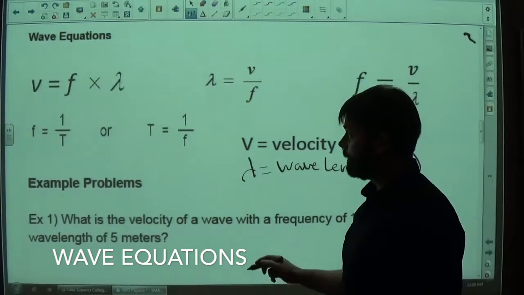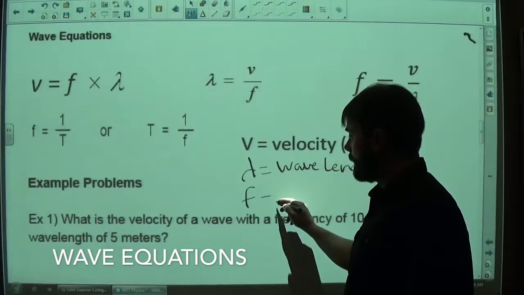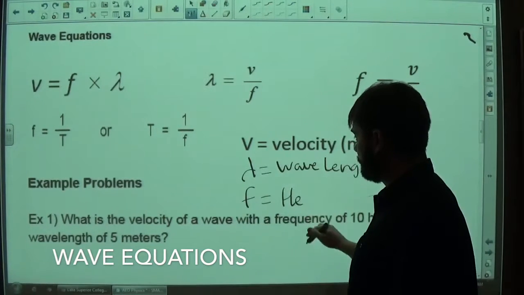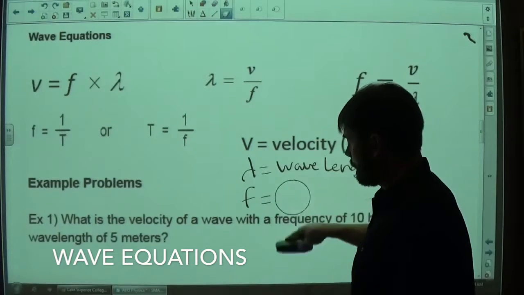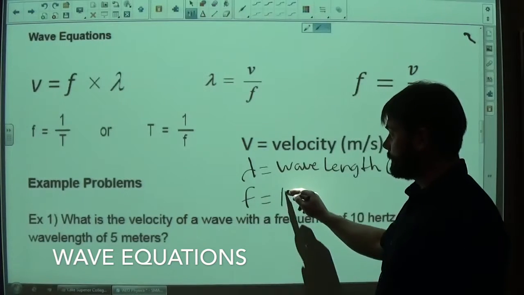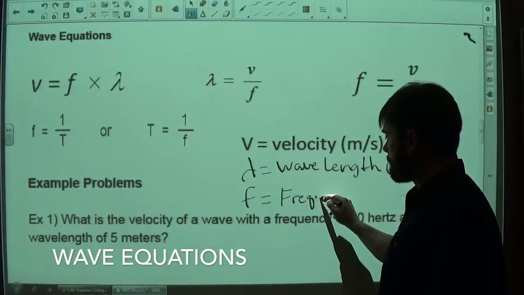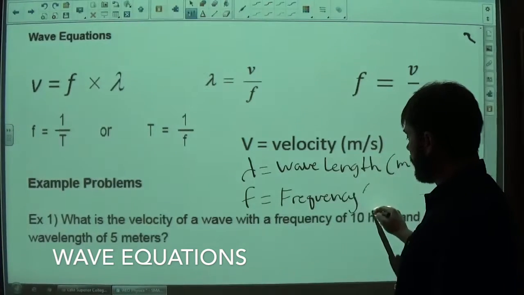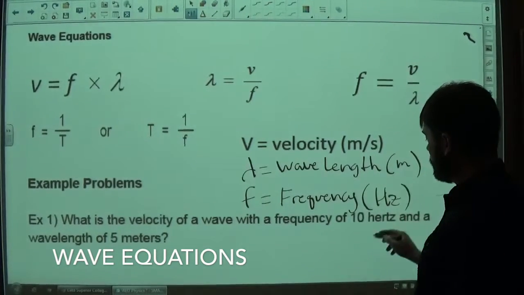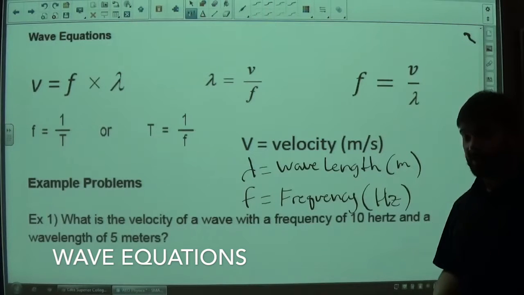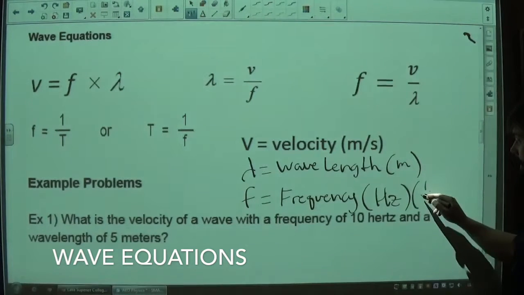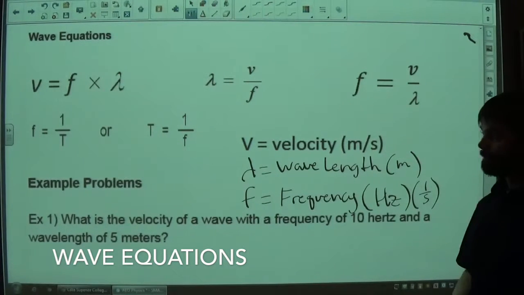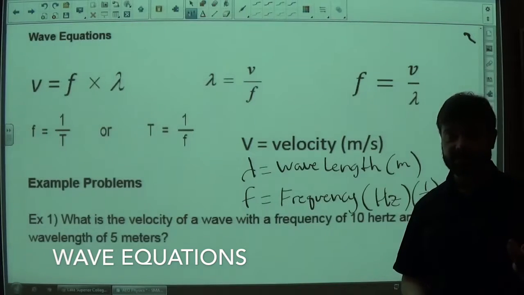You're going to have the frequency, which is measured in hertz, which is the same thing as 1 over s. And the reason I put this up here is because frequency and period are inverses of each other.